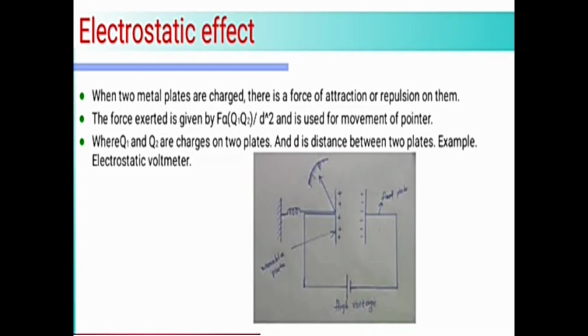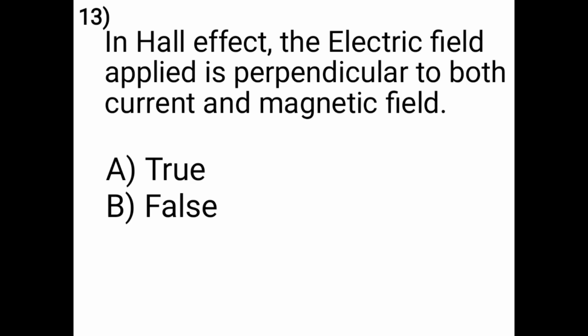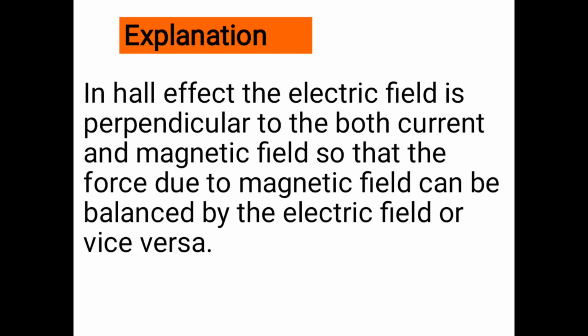So here we see question number 13. In Hall effect, the electric field applied is perpendicular to both current and magnetic field. So it is true. We see the explanation of this. In Hall effect, the electric field is perpendicular to both current and magnetic field, so that the force due to the magnetic field can be balanced by the electric field or vice versa.